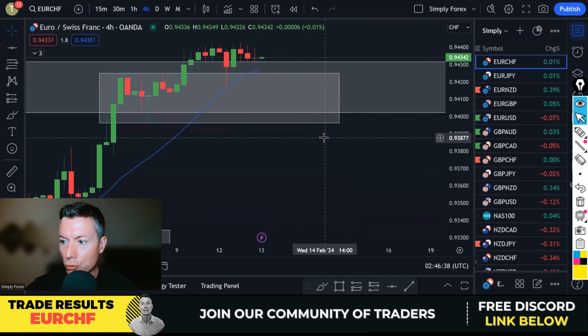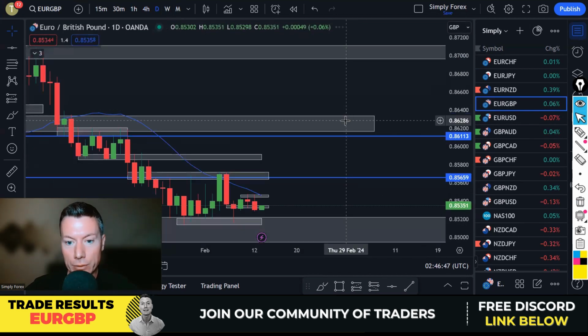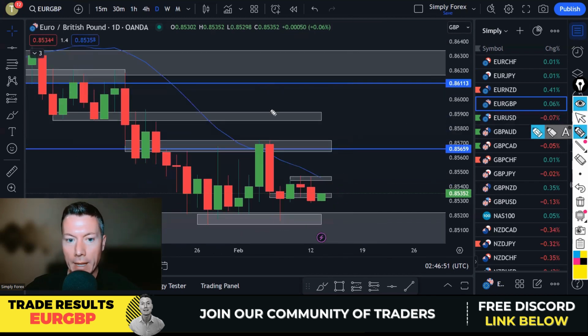So that was Euro Swiss franc. I'm also in Euro pound. I didn't enter again here, but I am in Euro pound still, and I don't like yesterday's candle, but we shall see. We were looking to buy this because we were in a downtrend. Let me draw that line again. That was the worst line I've ever drawn. We were in a downtrend, price had come back up, this is the last high.